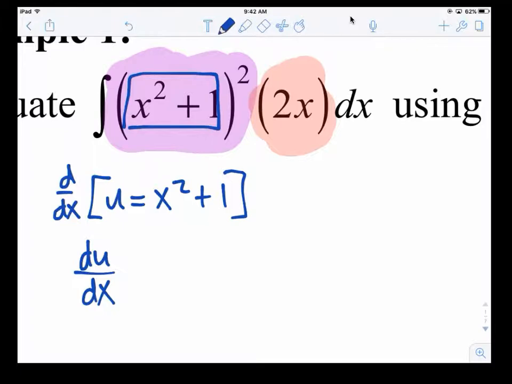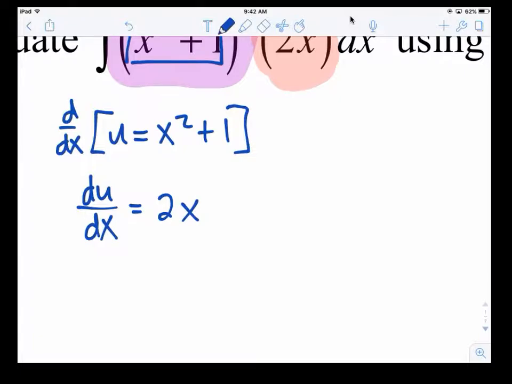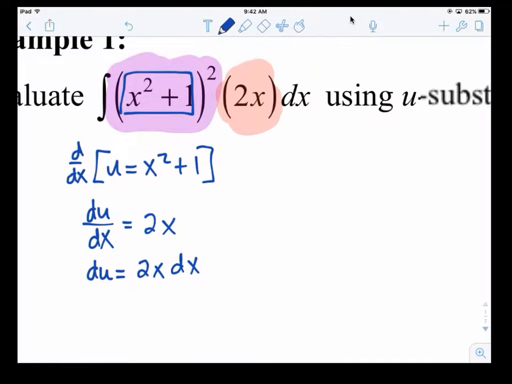Now, when I take the derivative of x squared plus 1, what do you get? 2x, right? All right, and I'm going to multiply the dx over. So you get du is equal to 2x dx. Okay.